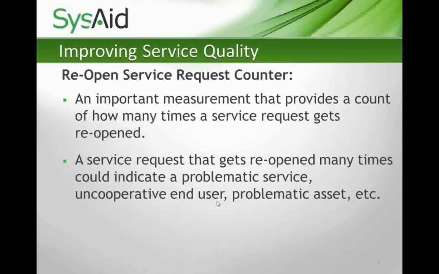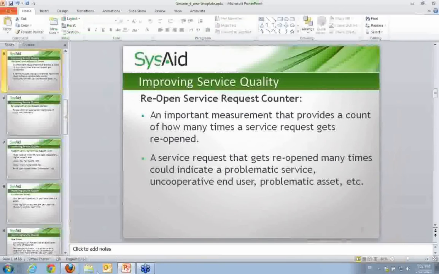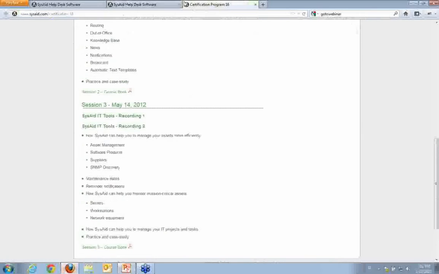It indicates, for example, unsatisfied end users, those end users that are not satisfied with the service, so the problem was not solved, or a problematic asset. For example, if you get monitoring alerts from a specific server and you solve the problem and you keep receiving it and it keeps reopening, that means that the asset itself is not working properly. You have to drill down in the information and see how you can fix the asset and so on and so forth.